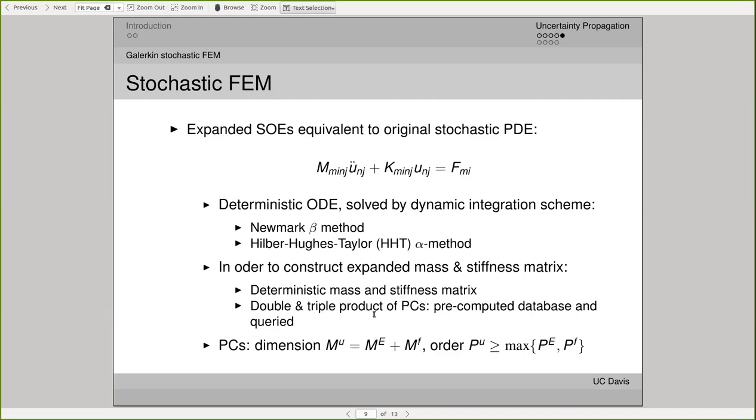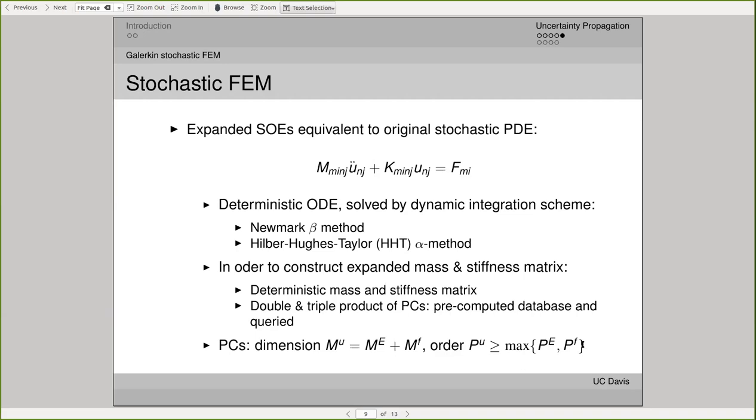As I mentioned before, in order to construct this mass and stiffness matrix, you need two parts. Number one is the deterministic mass and stiffness matrix, and number two is the double and triple product of the polynomial chaos. For the polynomial chaos of the uncertain displacement field, the dimension of the output should equal the summation of the PC dimensions of the stiffness and of the force, because both of these parts influence the output. So the uncertainties of the displacement should incorporate both uncertainties, from the stiffness and from the force. And the order of the displacement should be greater than both the stiffness and the force terms.